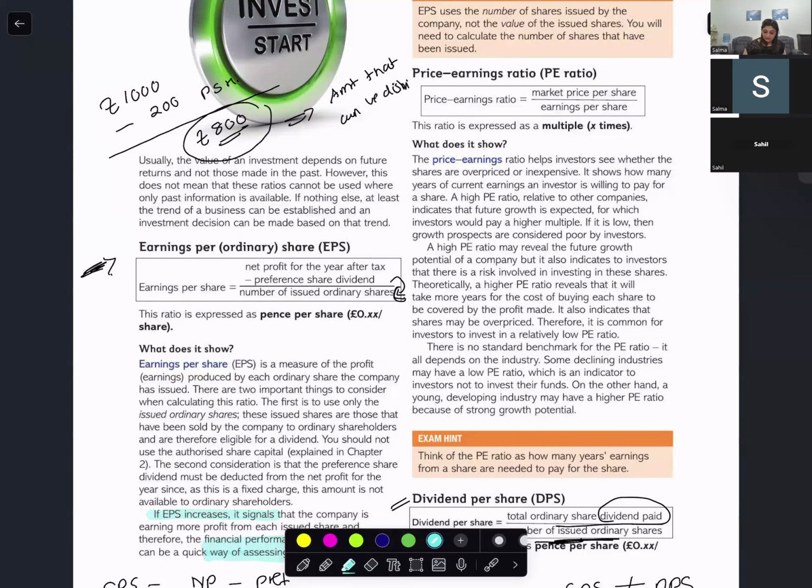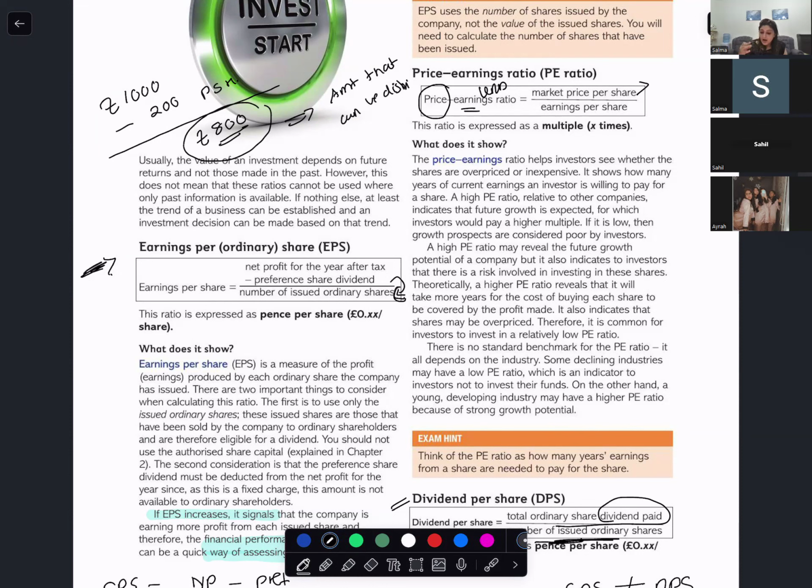When I talk about the price earning ratio, it means the market price per share divided by the earnings per share. The price earning ratio basically tells me whether the shares being sold in the market are expensive or not. If the market price is more and the earnings is less, that means the share is expensive in the market, that it is overpriced.